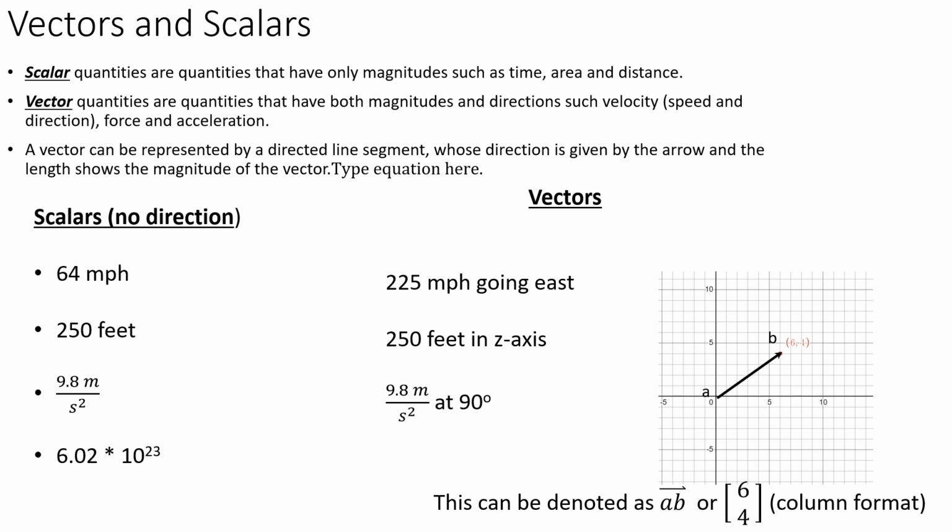225 miles per hour going east, 250 feet in the z-axis, 9.8 meters per second squared at 90 degrees. I always want to realize when we write vectors, we've got an x-coordinate and a y-coordinate here, but the vector is one component, and this is vector AB. You can see the little symbol here above the AB. It looks like that. And the x-coordinate, when you write in columnar format, is on the upper part, and then the y-coordinate is on the lower part.